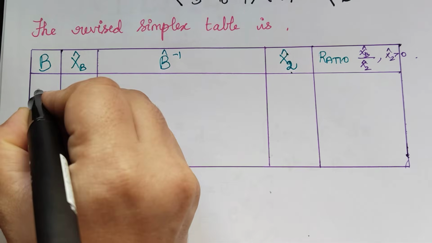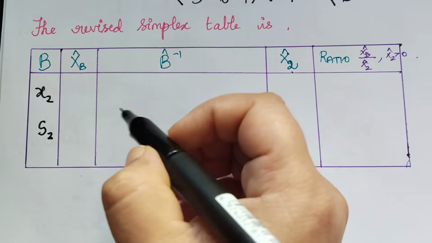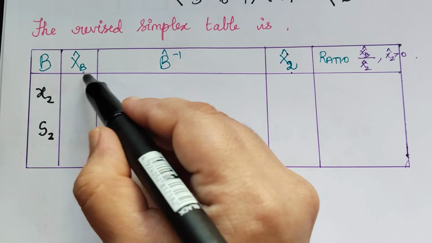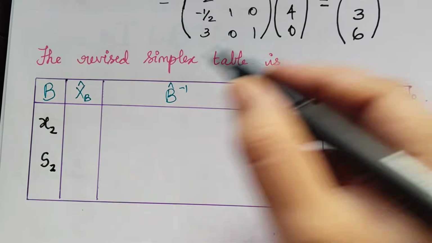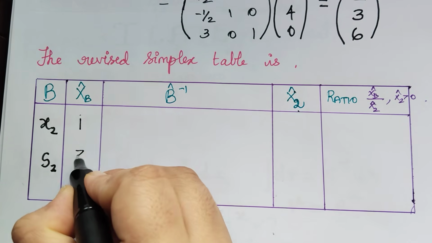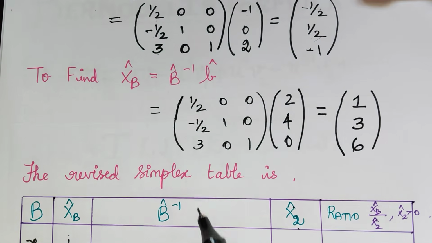X2 enters the basis. So instead of S1, we have to write this as X2. And here we have to write S2. And now we have to write the column XB in XB cap, which is 1, 3, 6. So 1, 3, 6. And then B cap inverse. So what is B cap inverse?